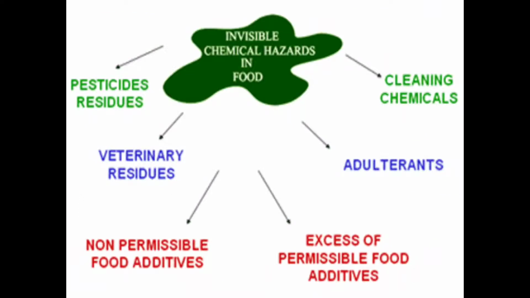Then what exactly are chemical hazards? A chemical hazard may be pesticide residue, other chemical agents that are used for processing, or adulterants that can be used in food processing. Then it may be a non-permissible food additive, or an excess of a permissible food additive, which comes under chemical hazards.